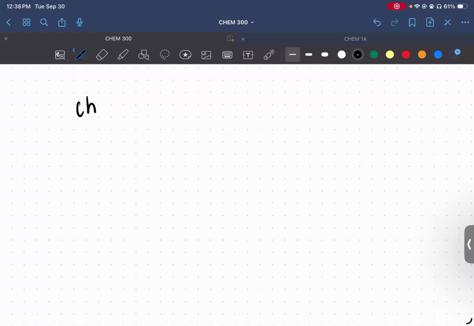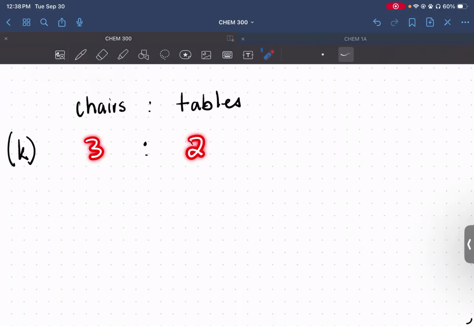If, for example, we had chairs and tables, just comparing the two, let's say that every classroom is known to have 3 chairs for every 2 tables. You and I can do the math on that probably just by talking about it, right? 3 chairs, 2 tables. If we have 6 chairs, how many tables do we need? 4. If we have 9, so 3, 6, 9, then we're going to need 6 tables. That's math that we can easily do in our heads, based off of the analogies.